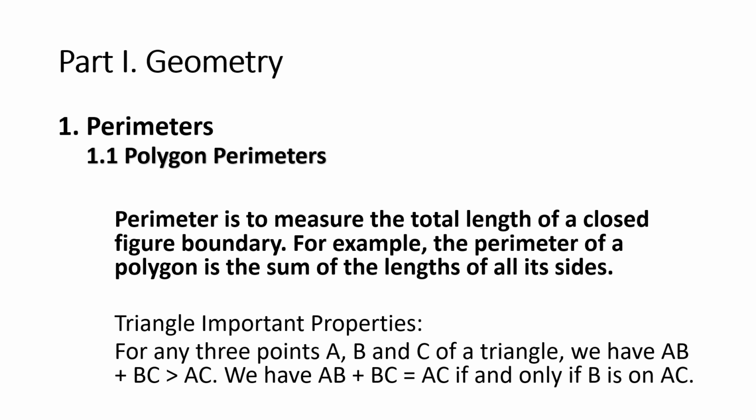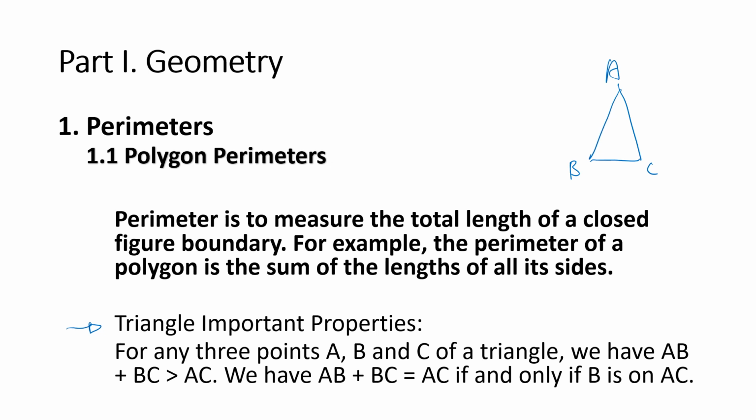So here we want to talk about one important property. For any 3 points A, B, and C on a triangle, we have AB plus BC greater than AC. So this A, B, and C is arbitrary. That says the sum of the lengths of any two sides of a triangle is going to be larger than the third side, as we see here.